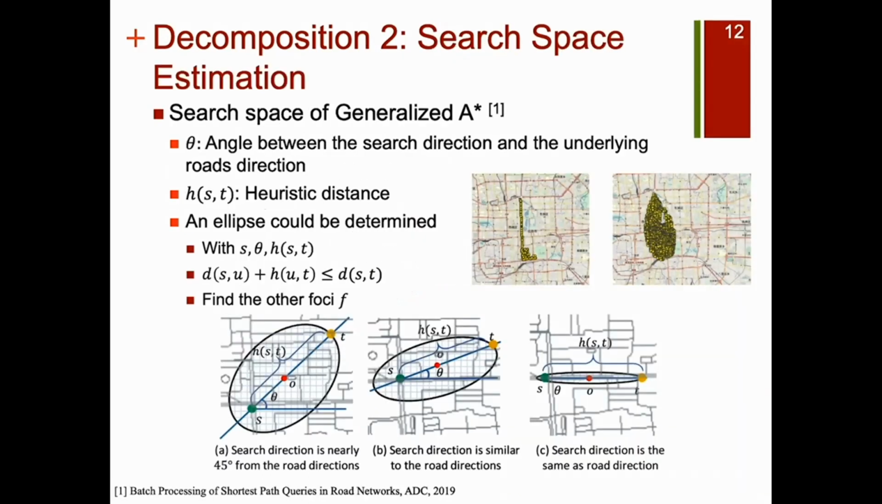The second decomposition method is called search space estimation. It's based on the idea of the search space of the A-star.